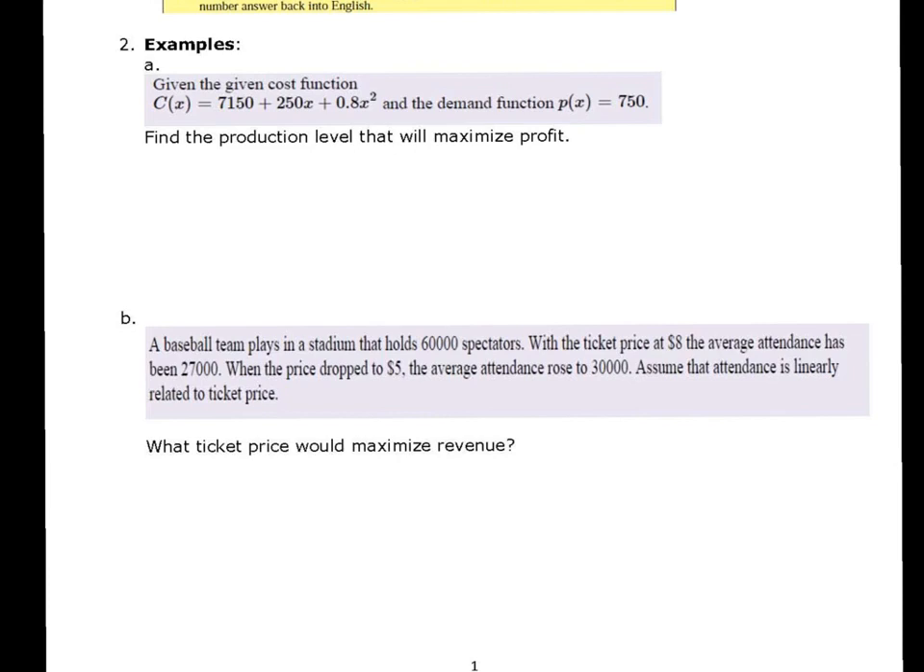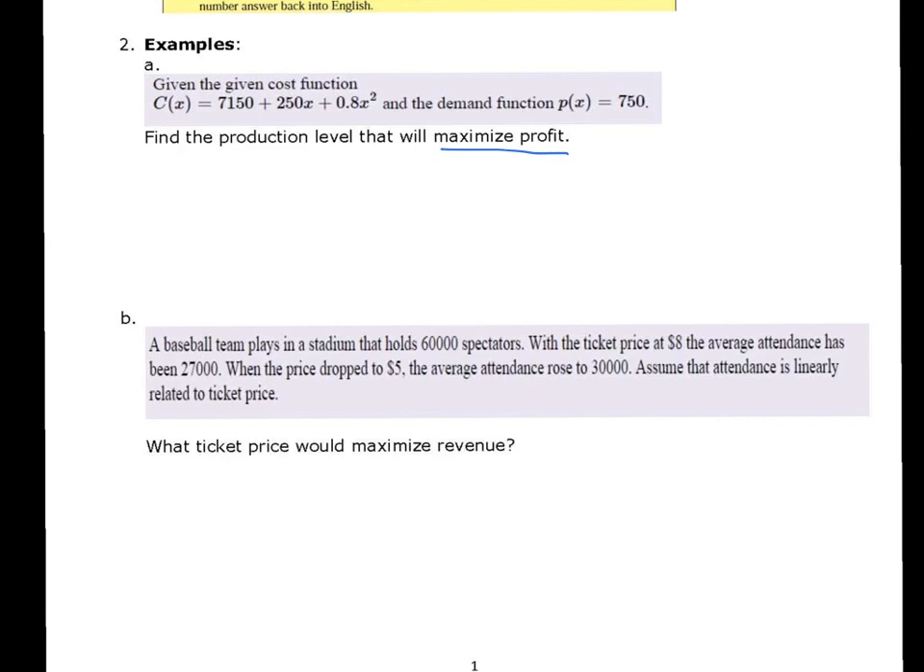Sometimes it's not so easy to find the function, but let's look at one where a function is already given for you. C of x is 7,150 plus 250x plus 0.8x squared, and the demand function p of x equals 750. We want to find the production level that will maximize profit.